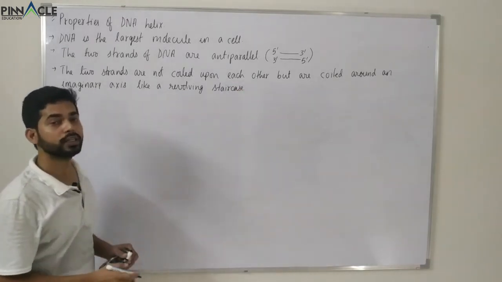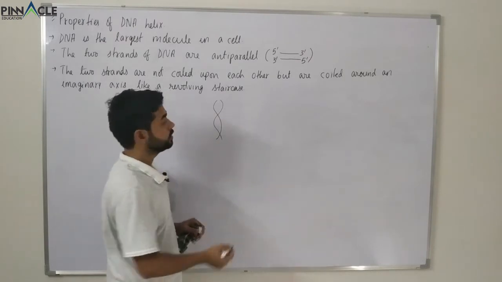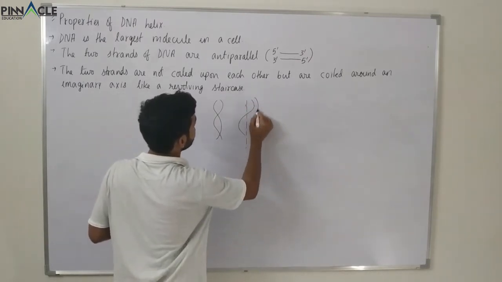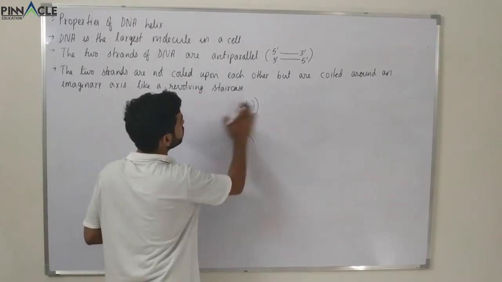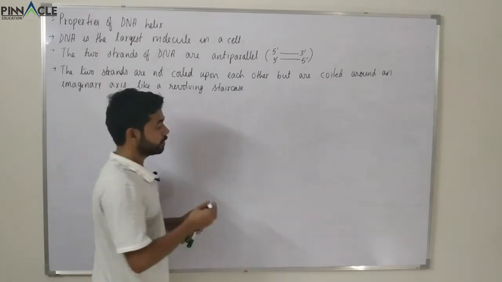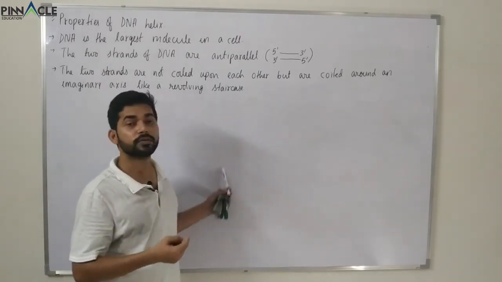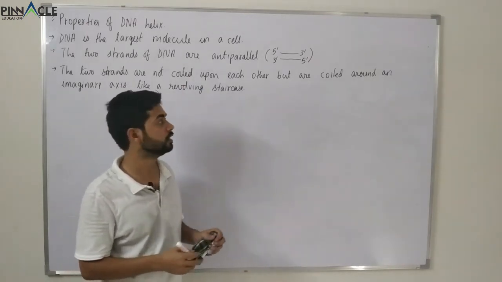So those two DNA strands are not exactly coiled upon each other like this. We have just seen that these were coiled around the imaginary axis. That is, these were like this, not like this. This is what is meant by this statement. So the two strands of DNA are coiled around an imaginary axis. That is the axis we drew just before the slide. That axis was the imaginary axis of DNA.